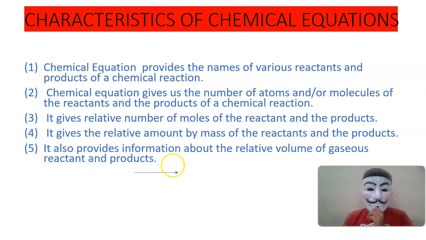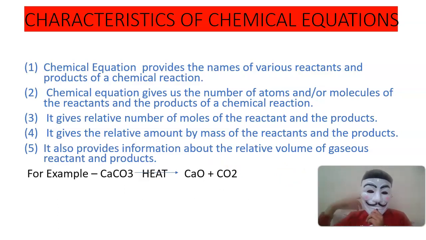The fifth point states that it also provides information about the relative volume of gaseous reactants and products. Now let's see an example. When calcium carbonate is heated, it gives CaO plus carbon dioxide, calcium oxide plus carbon dioxide. I just told you earlier, you will learn further what this type of reaction is called. It is called a decomposition reaction, which you will learn in the next video.